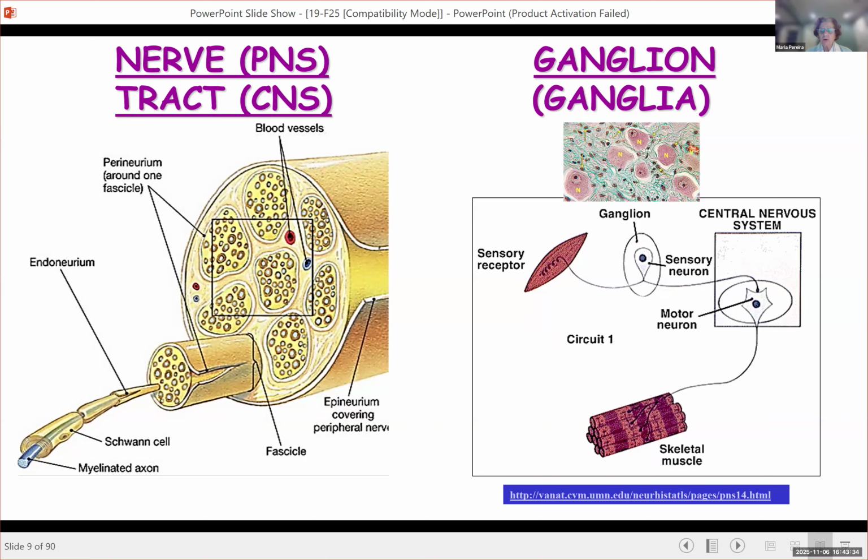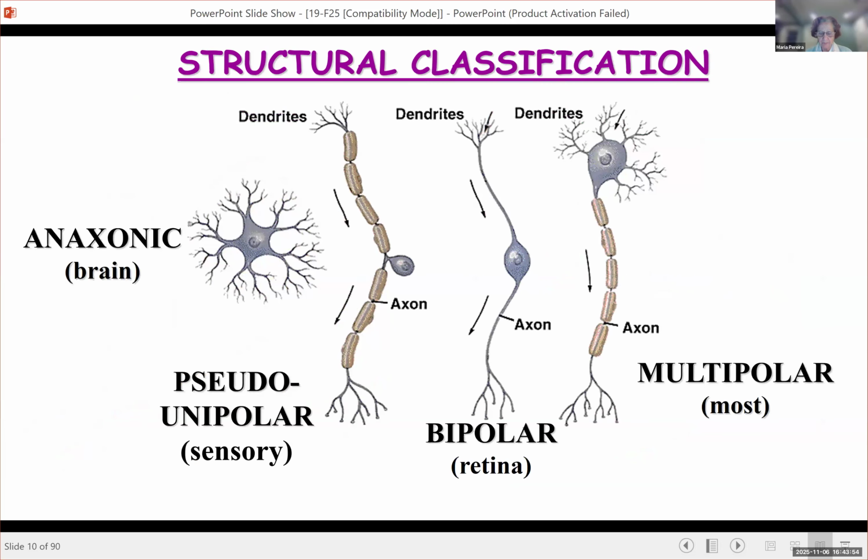So ganglia, we're referring to cell bodies. Nerves and tracts, we are referring to the axons. Okay, so I hope that this is clear. So ganglion contains many cell bodies of sensory neurons.